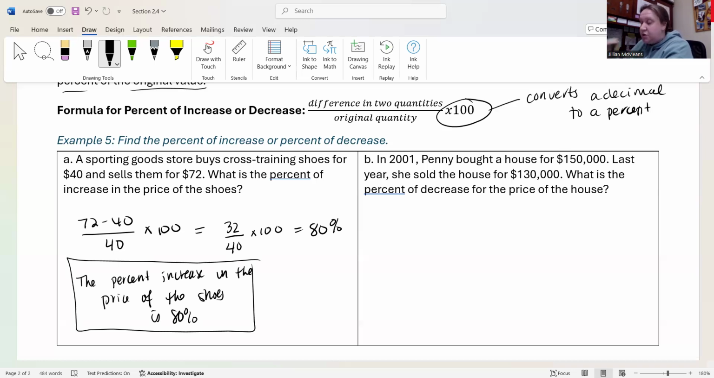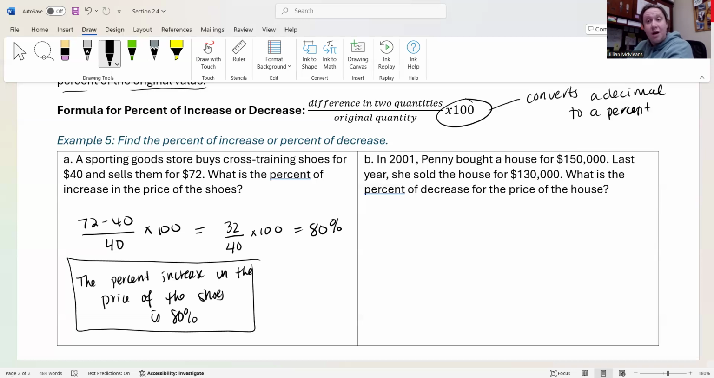Part B: in 2001, Penny bought a house for $150,000. Last year, she sold the house for $130,000. That means she sold it at a loss. What is the percent of decrease for the price of the house? This day and age, this would never have happened. She would have bought it a few years ago and it'd be worth so much more now, but that's a story for a different time. In this case, she sold the house at a loss.